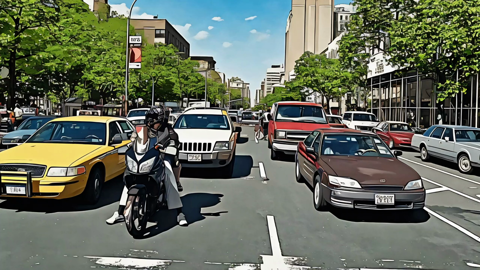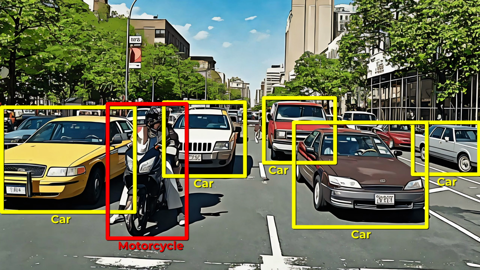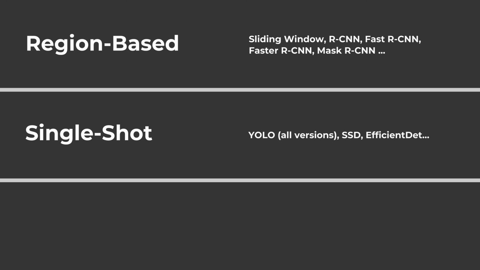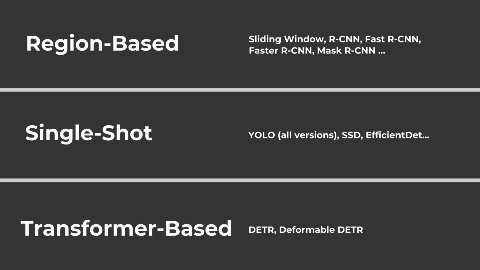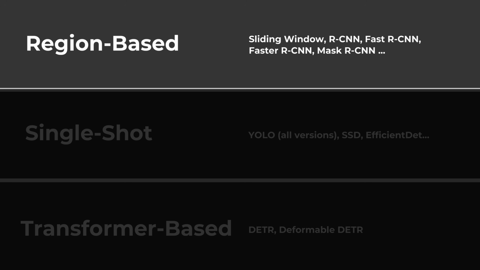Object detection is a part of computer vision. It identifies and locates objects on the image or video. There are three main detection methods: region-based, single-shot, and transform-based. Let's review how they work, starting from the region-based.